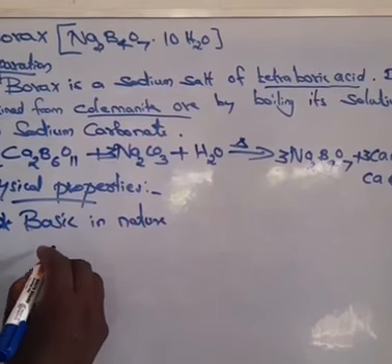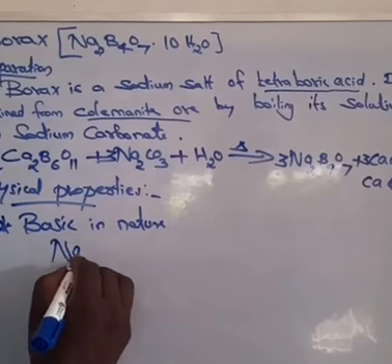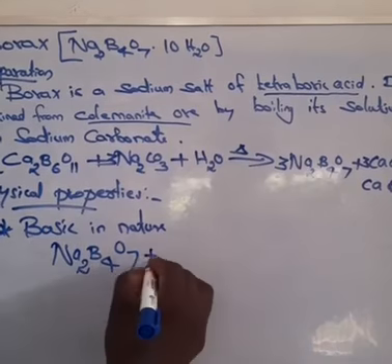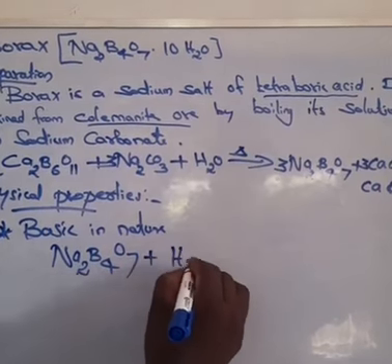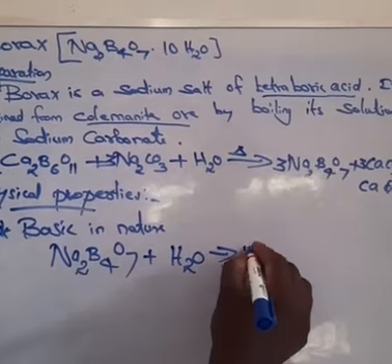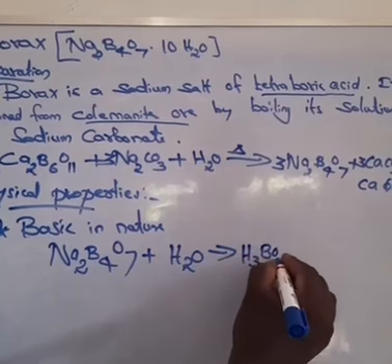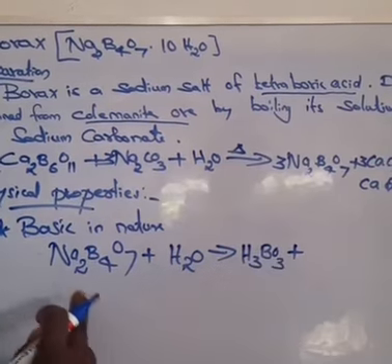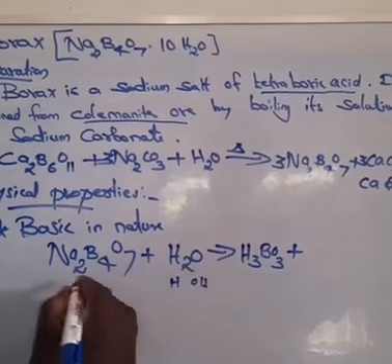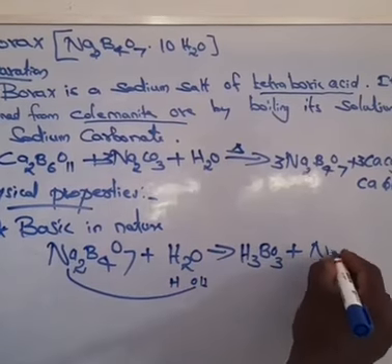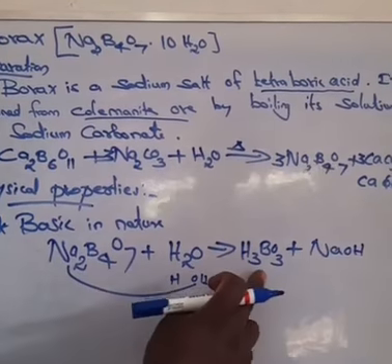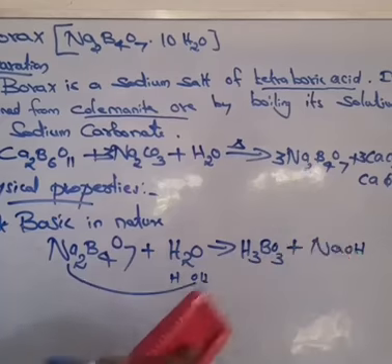We are taking borax. What is the formula for borax? Na2B4O7. Borax reacts with water, we get boric acid. What is the formula for boric acid? H3BO3 plus sodium combines with hydroxyl. Water is H plus OH. This sodium combines with OH, we get sodium hydroxide. So borax plus water, we get boric acid and sodium hydroxide.